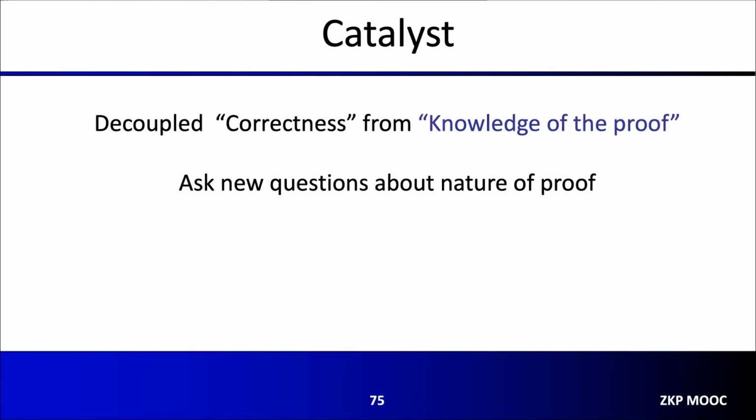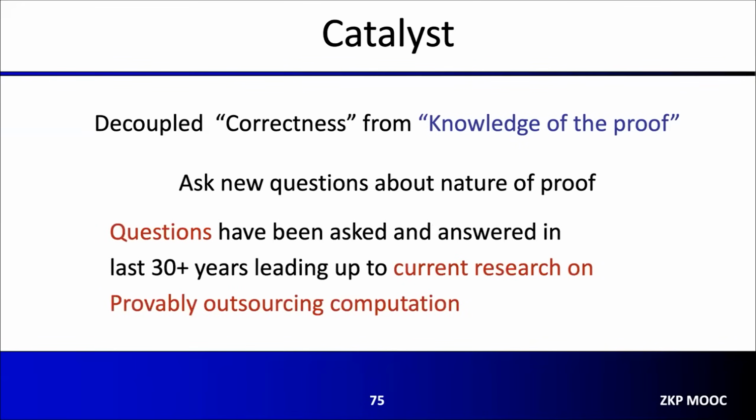The notion of interactive proofs has been really a catalyst for complexity theory, because it was the first time that we really decoupled correctness from the knowledge of the proof. And it enabled people to ask a lot of new questions about the nature of a proof. These questions have been asked, and some of them have been answered, for the last 30 plus years. And it's leading up to current research on provably outsourcing computation and some research in quantum computation.